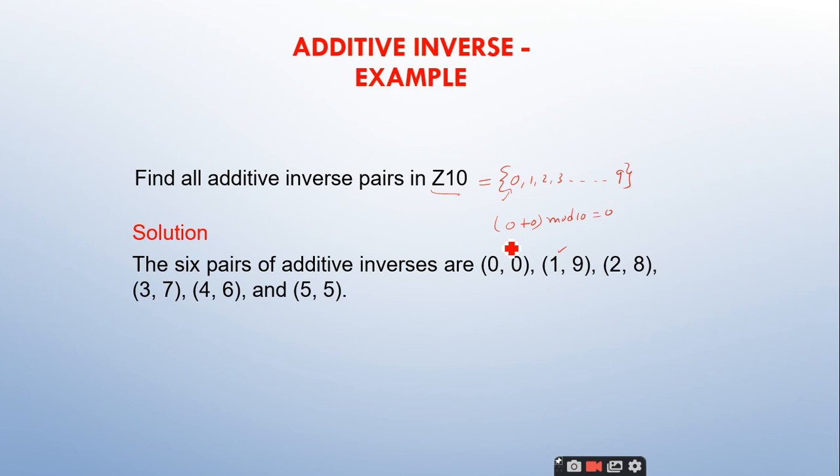Similarly, if I take 1 + 9 mod 10, which is equal to 10 mod 10, which is equal to 0. Like that, 2 + 8 mod 10 is 0, 3 + 7 mod 10 is 0, 4 + 6 mod 10 is 0, 5 + 5 mod 10 is 0. So every number inside Z10 has an additive inverse. What is the additive inverse of 1? It is 9. Of 2? It is 8. Additive inverse of 3 is 7, of 4 is 6, and of 5 is 5. If somebody asks in reverse order, what is the additive inverse of 6? We can say that it is 4, nothing more than that, right?